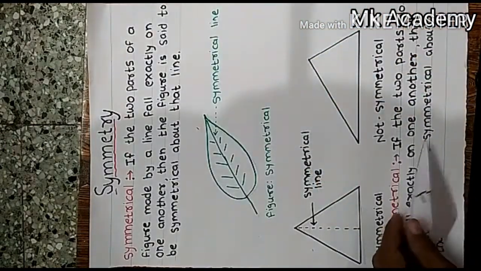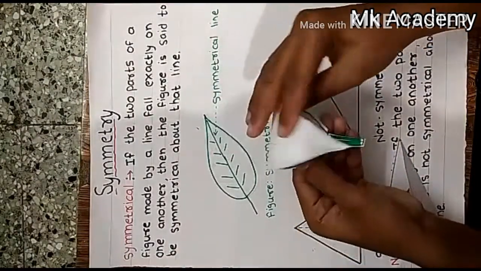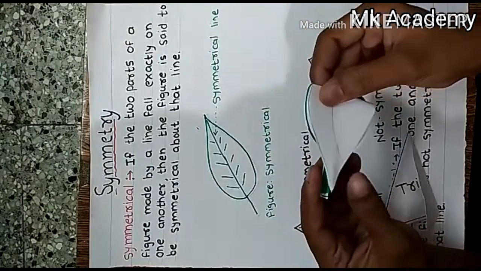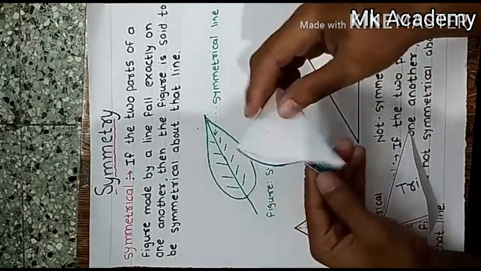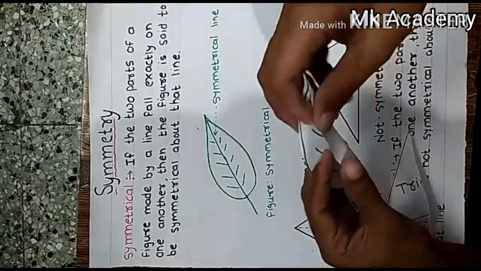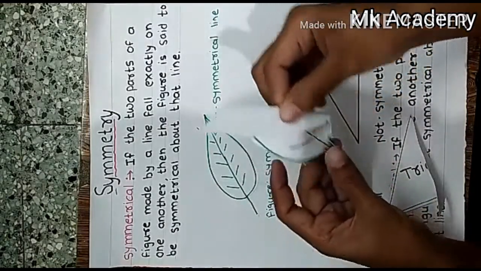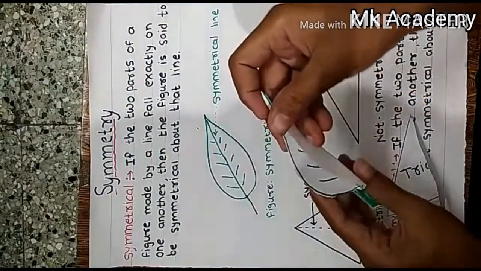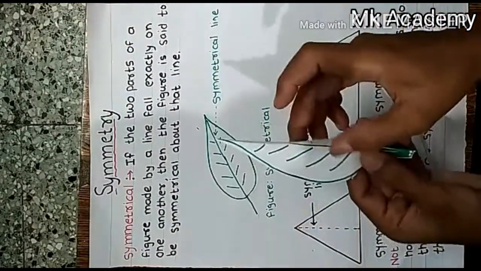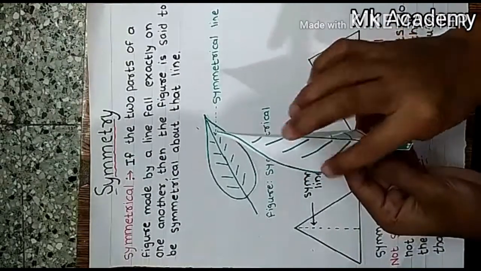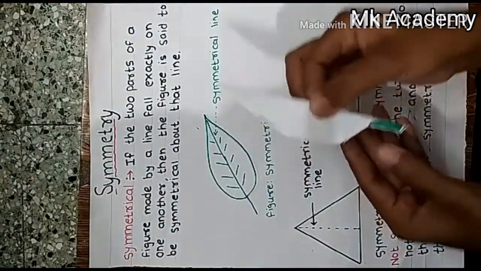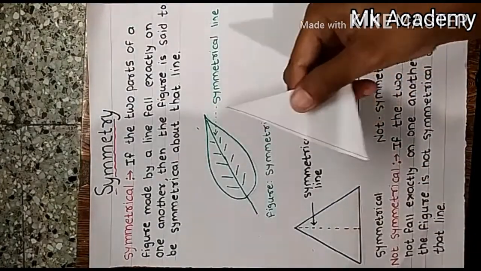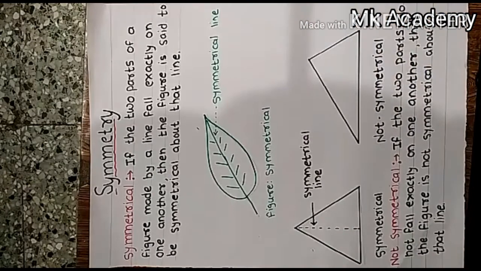Now see, if we fold this leaf in another way, like this, it is not symmetrical. Okay, if we fold in this way, not symmetrical. But if we fold in this way, exactly this part falls on the other part. This is called symmetrical. Also, this triangle is also symmetrical.